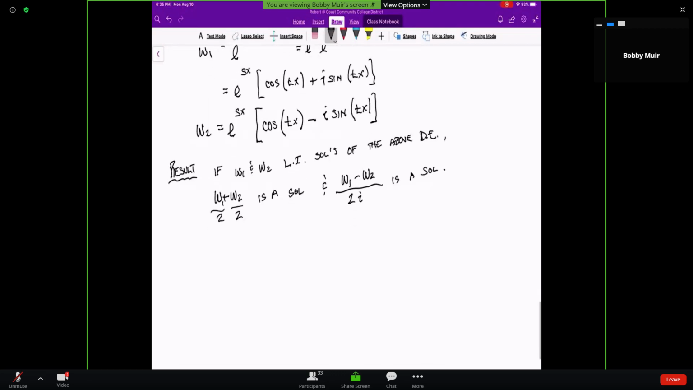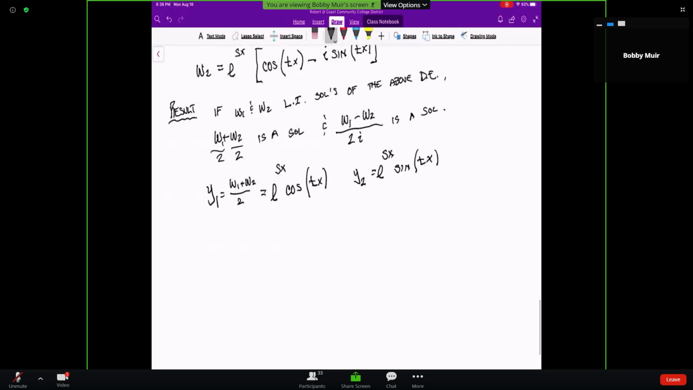And notice that when you do this stuff, we'll call y1 this W1 plus W2 over 2. And so what you get is e to the sx times the cosine of tx. And then y2 is going to be e to the sx times the sine of tx. Now this stuff is actually kind of easy.